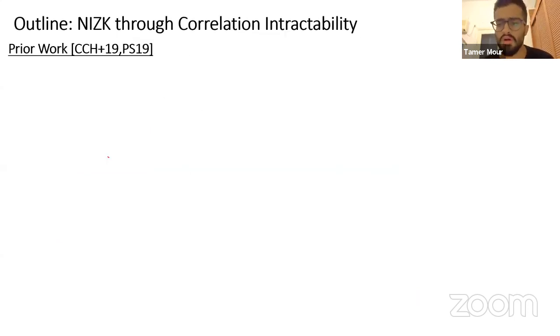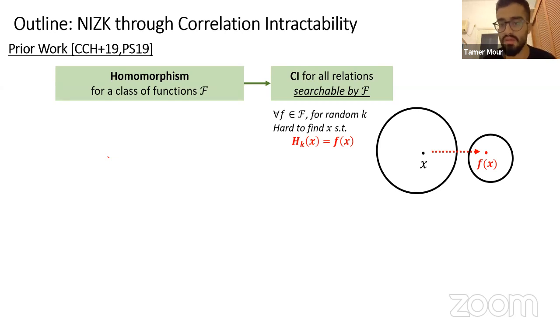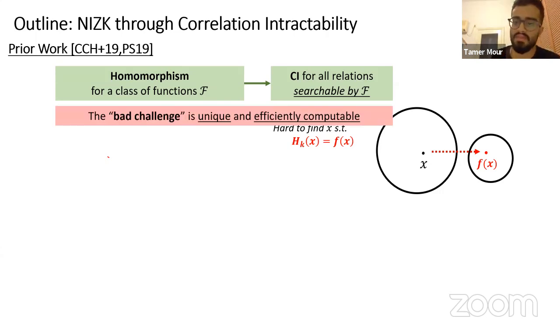Cool. So in order to draw the outline of our contribution, I'm actually going to start with prior work. So in last Crypto, Peikert and Shiehian show how to take a cryptographic primitive that enjoys some homomorphism for a function class F and construct correlation intractability for all relations that are searchable by the function class F. And by that, I mean that if we take any function in the class, small f, then it's hard to find an input x such that h of x and f of x are equal. And they use the observation that the bad challenge function for some zero knowledge protocol is unique and is efficiently computable. And this allows us to focus on the function class of efficiently computable functions.